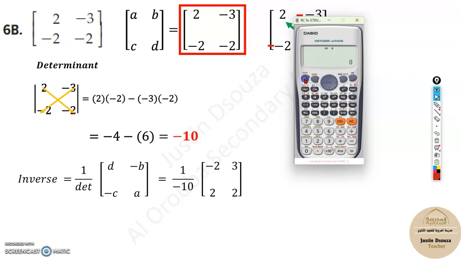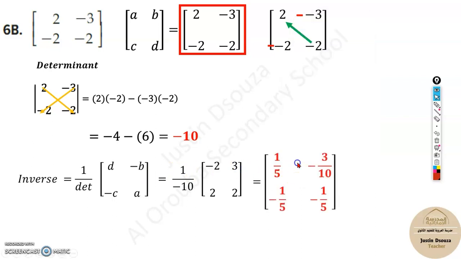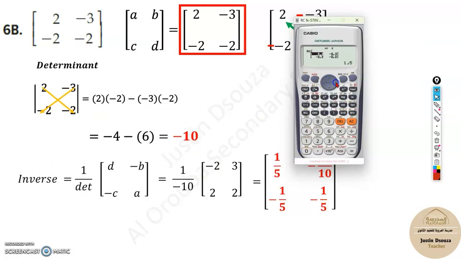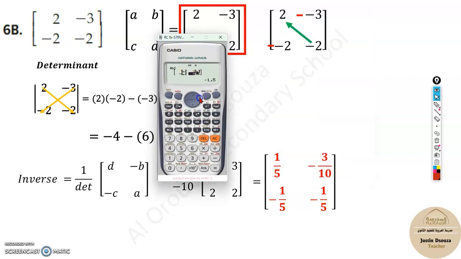Okay, let me first find the determinant. Shift 4 and 7 and then Shift 4 and 3. Now close the bracket. Over here you will get negative 10. That's correct. Now let me find the inverse. That is Shift 4, matrix 3, inverse. The answers are 1 by 5, so it's 1 by 5, minus 3 by 10, negative 1 by 5, and minus 1 by 5. So this is how you can easily solve it.